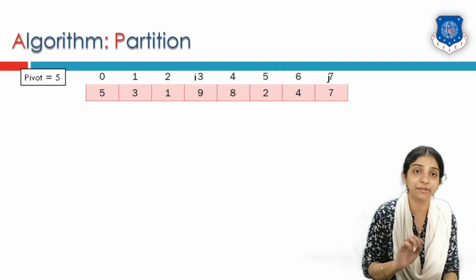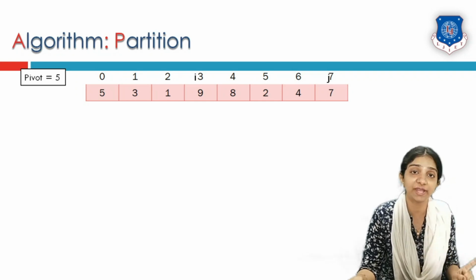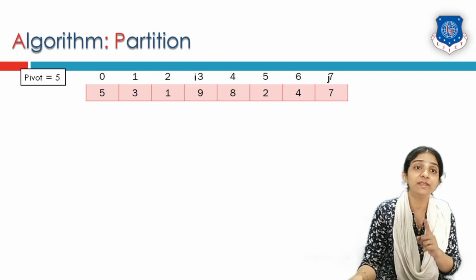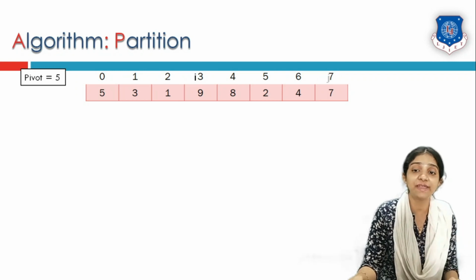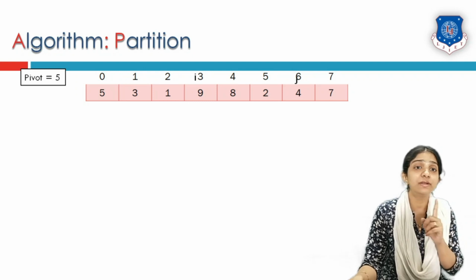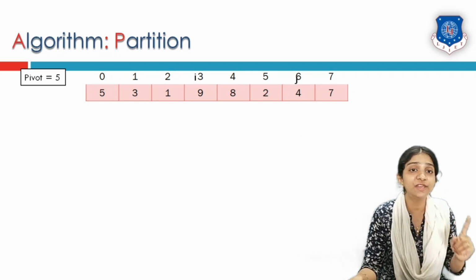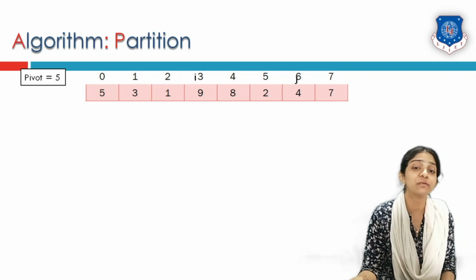Now we will take j. The element at j must be greater than the pivot element. So 7, is it greater than or equal to 5? Yes. Then we will decrement j. Remember, j is decremented. Now the element at j is 4. Is 4 greater than or equal to 5? The condition is false.